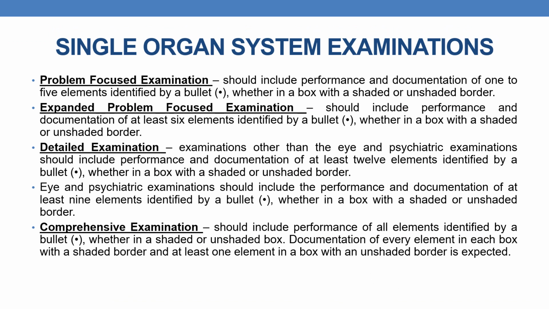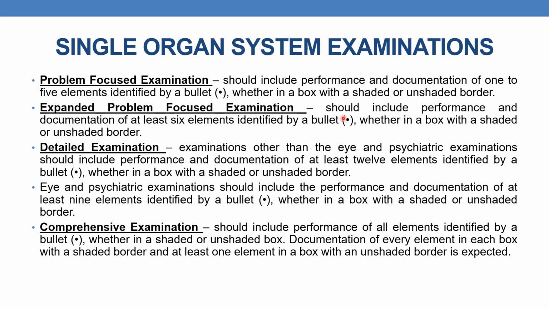Now coming to the 1997 guideline, they have introduced single organ system examination. According to single organ system examination, a problem focused examination should include performance and documentation of 1 to 5 elements identified by bullet, whether in a box with a shaded or unshaded border. What is a shaded border and what is an unshaded border, we will discuss in detail in the session when we talk about examination. As of now, for single organ system examination, problem focused examination must include 1 to 5 elements identified by bullet, whether in a box with a shaded or unshaded border.